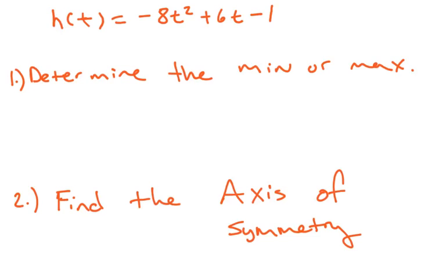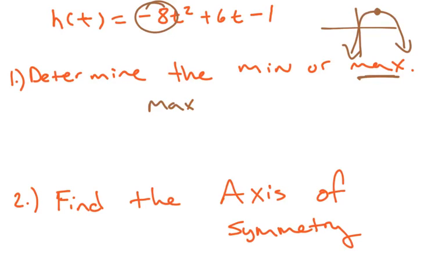And the easiest way to tell this is to realize that because this number in front is negative, that means the function looks like so. And if the function looks like so, then the highest point would be a max. So this one has a max. And the question is, what is the max?